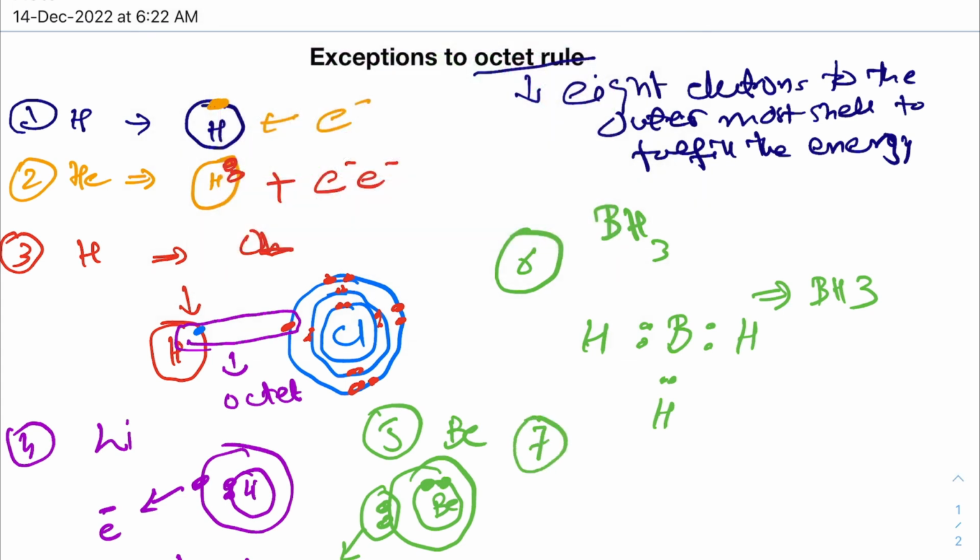Again, another exception is aluminum, which utilizes its 6 electrons to form a bond with hydrogen to form aluminum hydride.